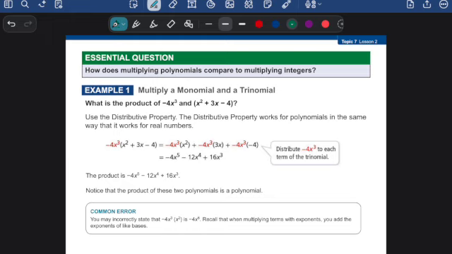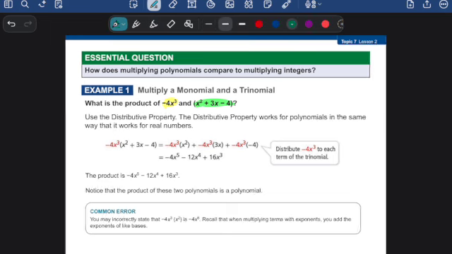How does multiplying polynomials compare to multiplying integers? Well, just as we did adding and subtracting, the similar way that we add and subtract with integers, we line up place value or combine like terms. We're going to do the same thing with multiplying. It's very similar to multiplying with integers. So we have a monomial, one term, negative 4x cubed, and we have a trinomial, so it has 3 terms right there, and we're going to multiply them.